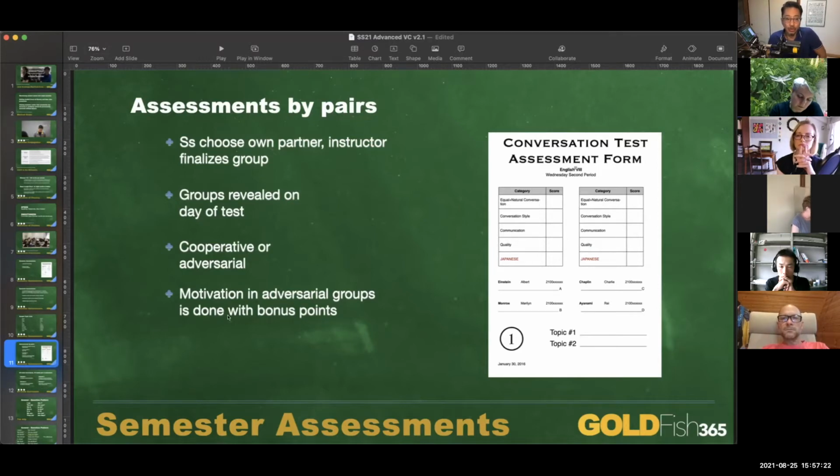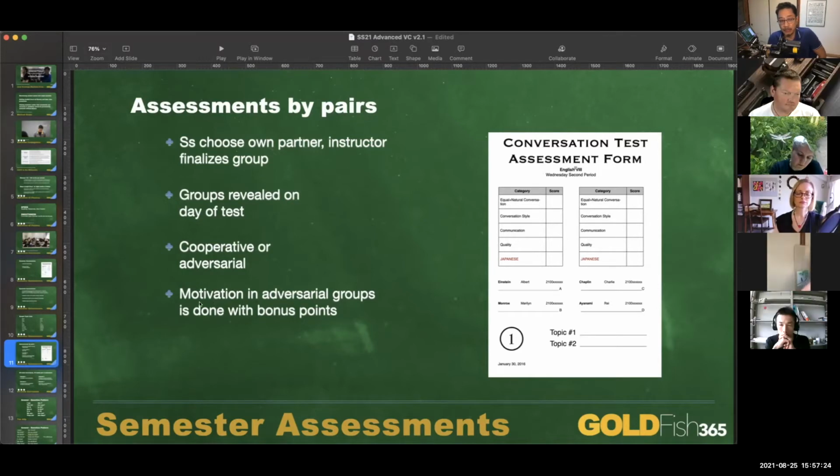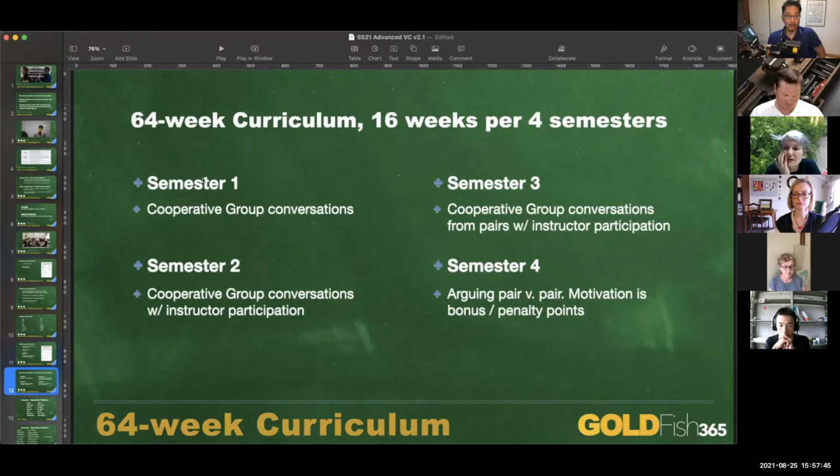And if you do it as adversarial, it's easier to put in this whole idea of motivation in adversarial groups. So you tell them, the pair that actually wins that argument, that debate, will get bonus points. You can either choose to say demerit points for the losing team, or just tell them, no, you're not going to get any points, but the bonus points go to the winning team. You can do all kinds of things with this. Okay. So here you go.